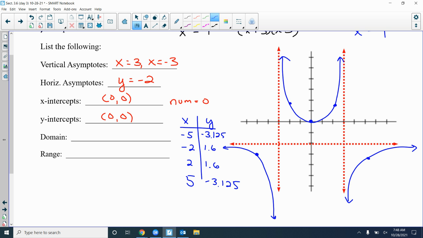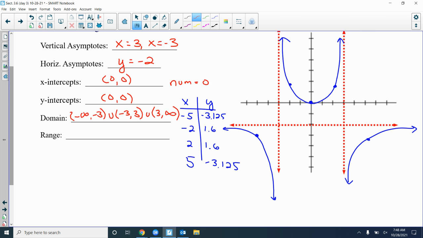All right, domain. Carlos, what do you think? Everything but what? I put -infinity to -3, union -3 to 3, union 3 to infinity. Okay. You're on a roll. How about the range? I put -infinity to -2, union 0 to infinity. Okay, it does not include -2. Union 0, does it include 0? Yeah, because it hits a point 0, 0. So I got a bracket there, 0 to infinity. So we got a gap there. So you got a gap from -2 to 0.